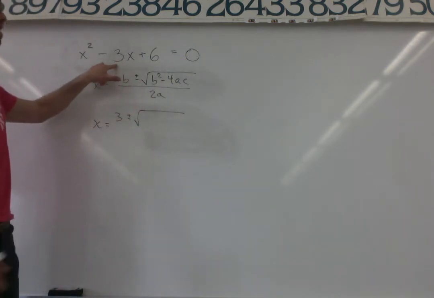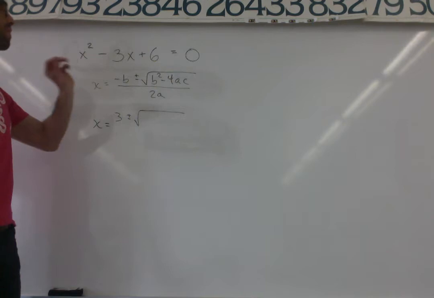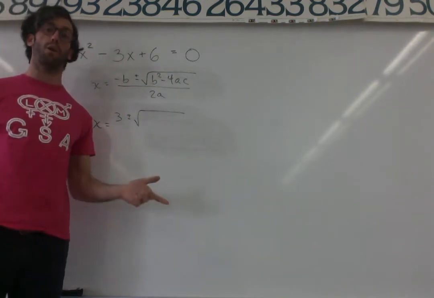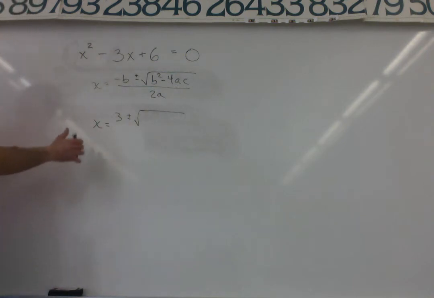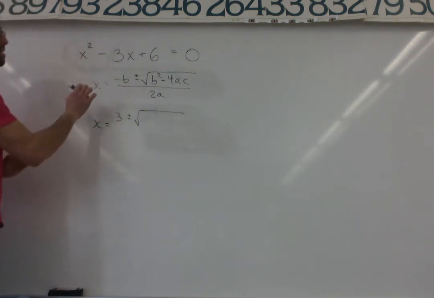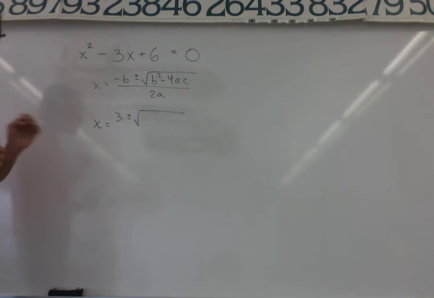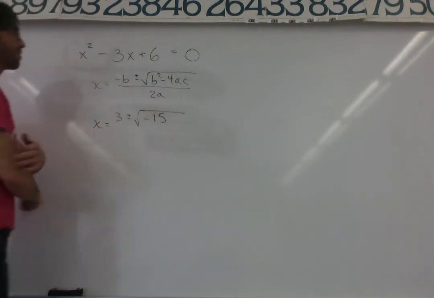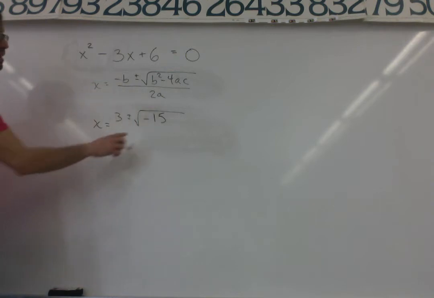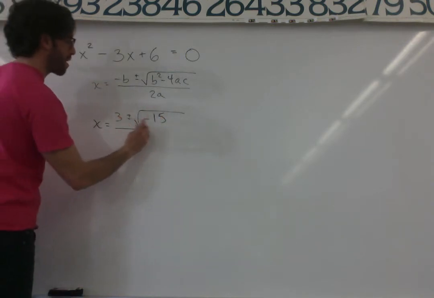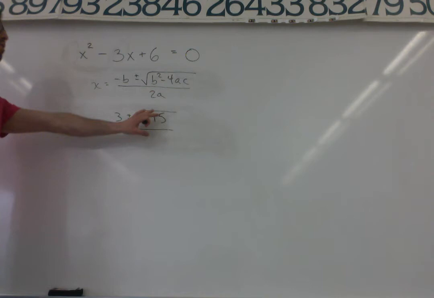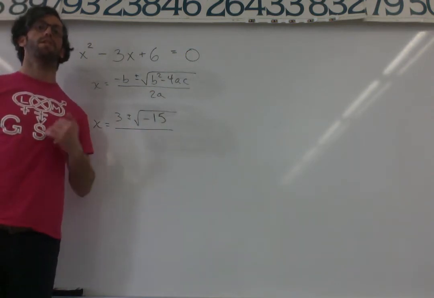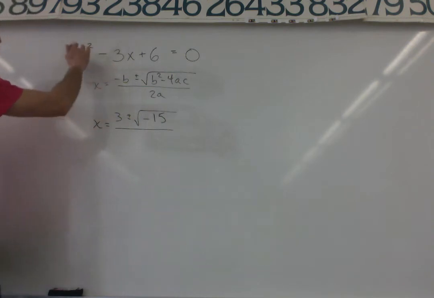B squared is going to be positive 9. 4ac is 4 times 1 times 6. So 4ac is 24. So then we have 9 minus 24. Right? 9 minus 24 is going to be negative 15. Right? B squared minus 4ac is negative 15. A lot of folks mess up the discriminant, so just be careful. From this step, we already know the nature of our solutions is going to be imaginary. Right? The solutions will be imaginary numbers over 2a, so over 2.